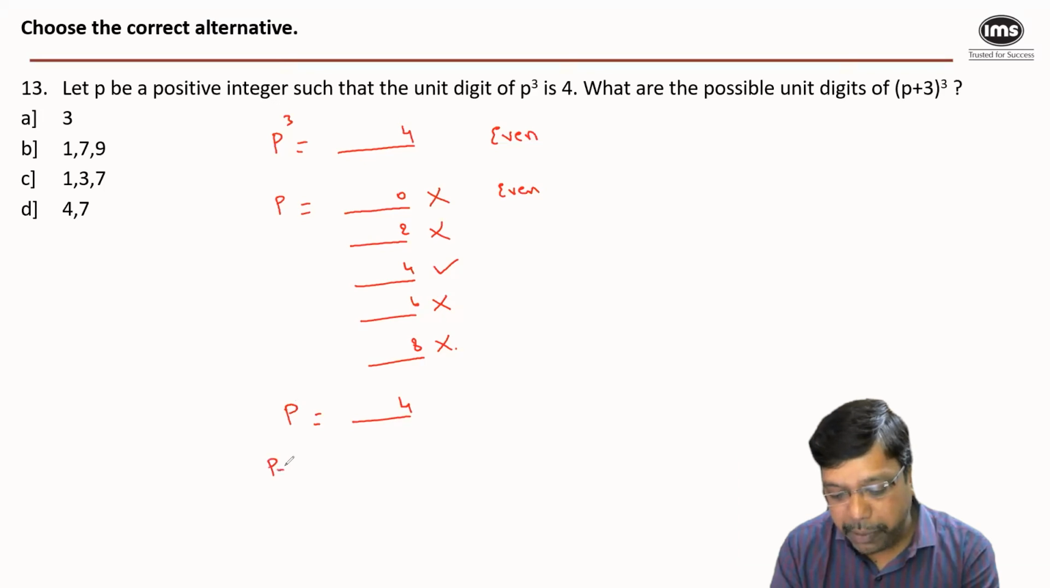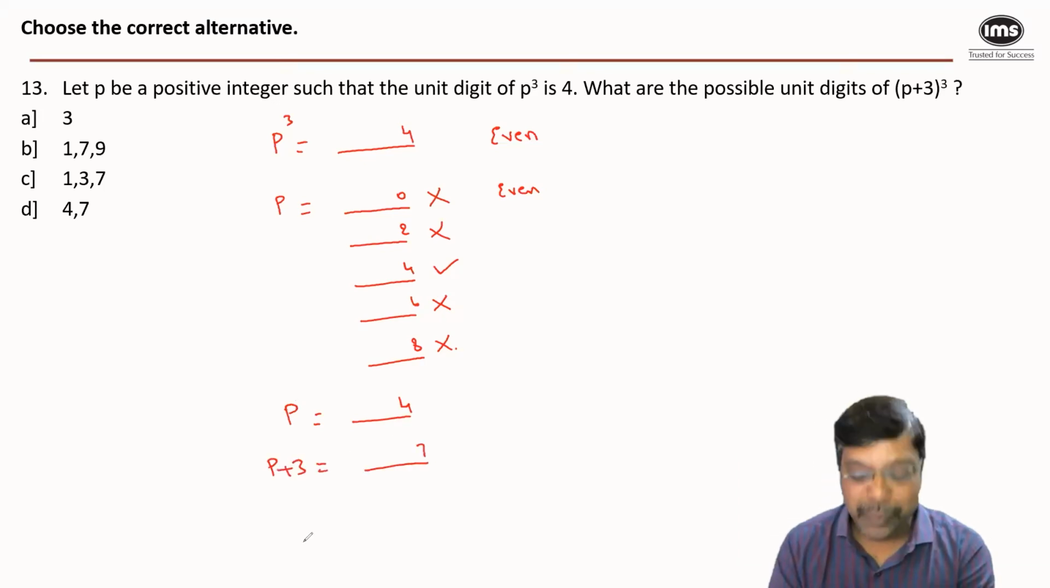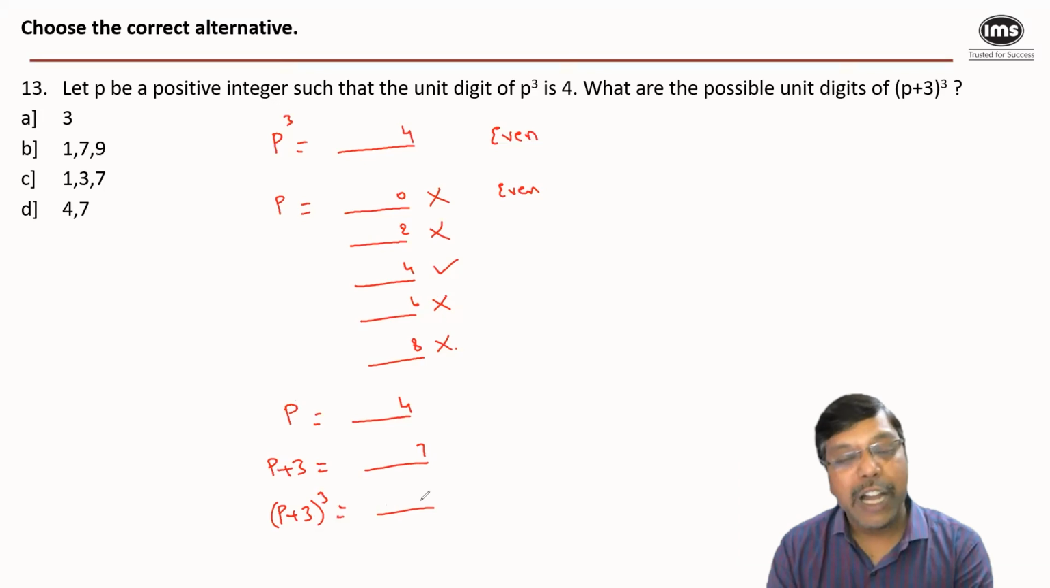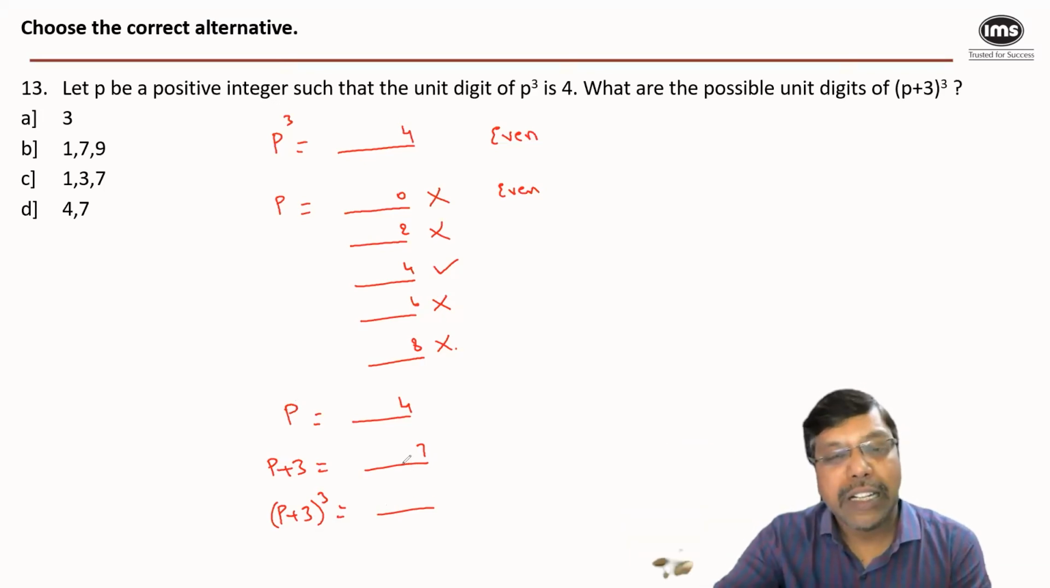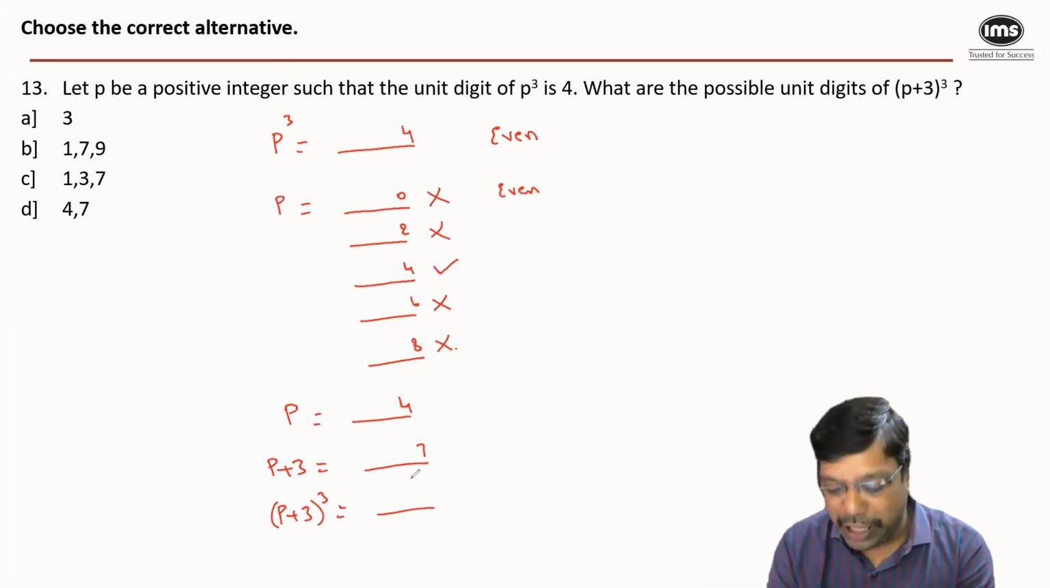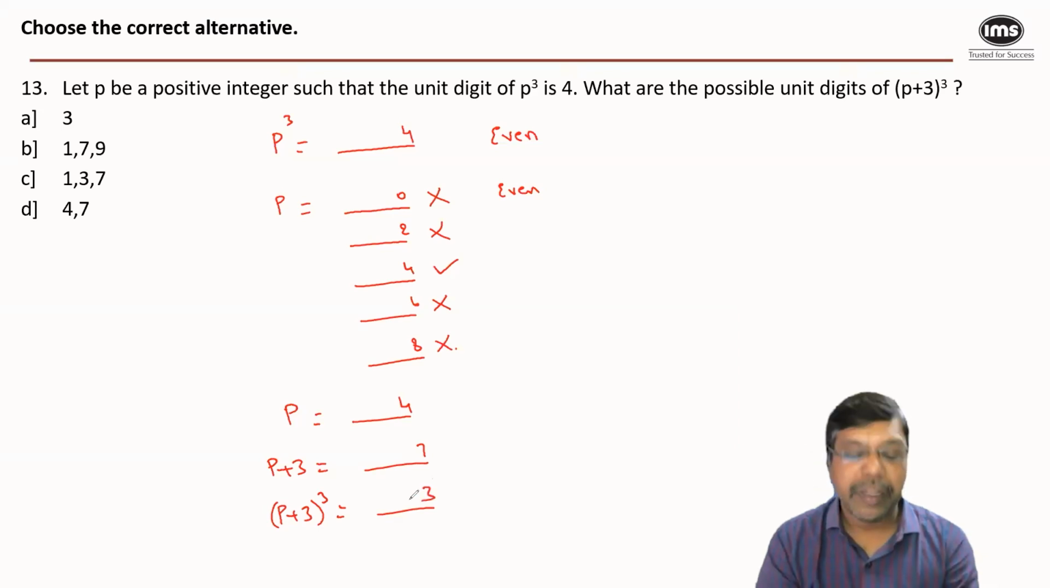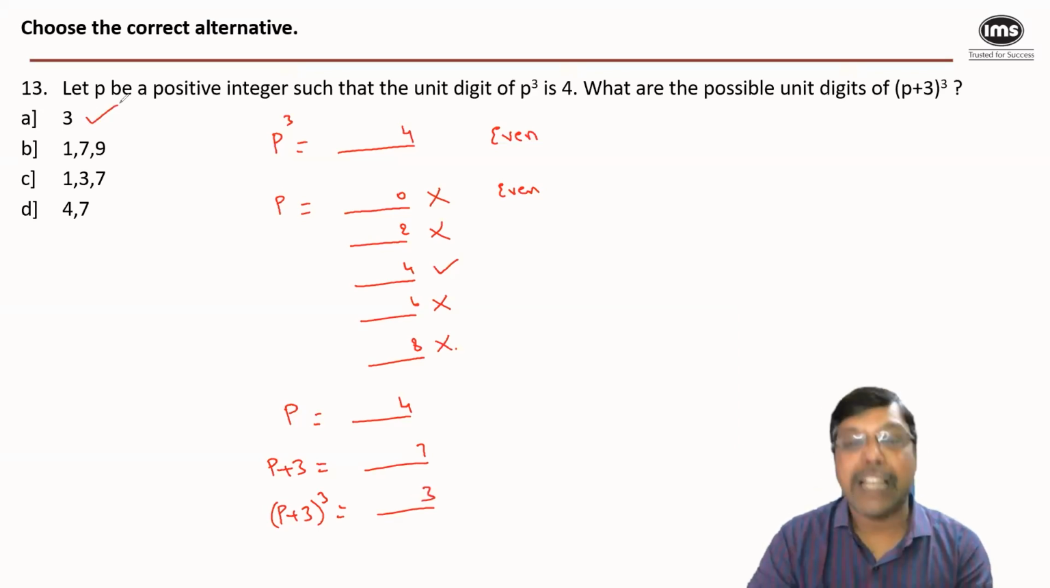Hence, P plus 3 will be a number that ends with 7. And if a number is ending with 7, then the cube of that number will end with 7 cube, that is 343. So the last digit is 3. Hence, the right answer is option A.